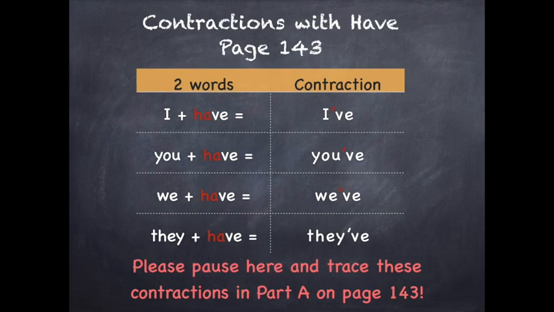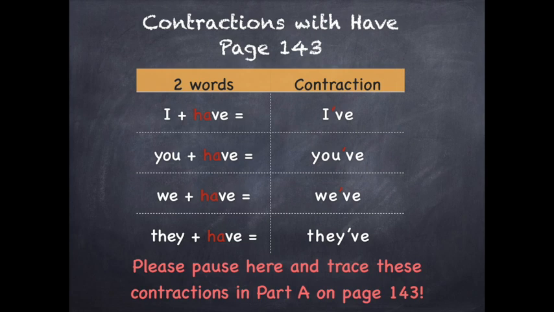So today we're going to focus a little bit on contractions with have. So I have my two words here, I plus have. When I have in a contraction, I take away the H and the A. In our previous contractions, we normally just took away one letter. This time, we're going to take away the H and the A, and replace it with the apostrophe. So I plus have equals I've.